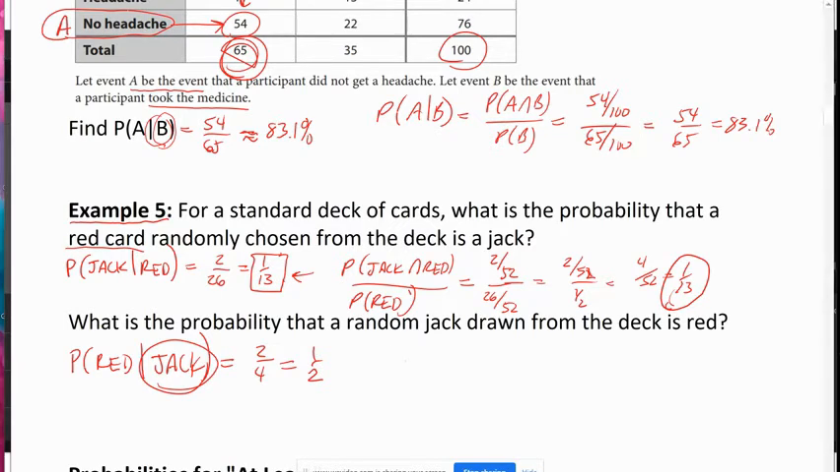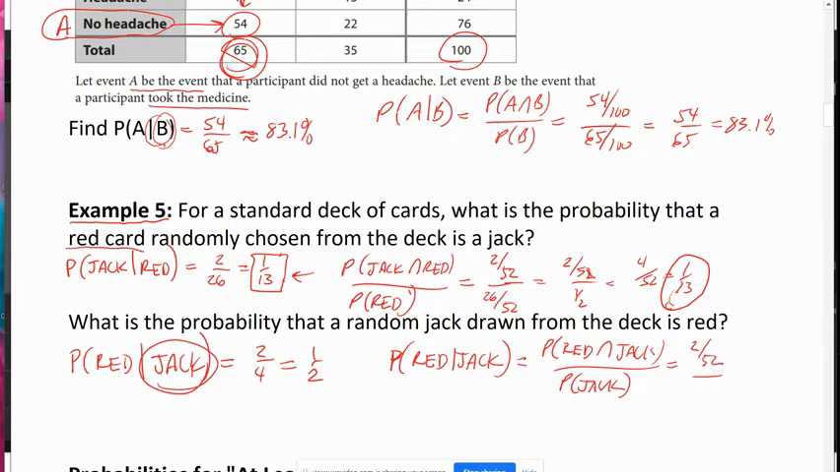Okay, and then using the formula, we would have the probability of red given jack is the probability of red and jack divided by the probability of jack. And so the probability of drawing a red jack, there are 2 red jacks in a deck of 52. And then the probability of just drawing a jack, there are 4 jacks out of 52. And so that is 2 out of 4 or 1/2. Same answer that we got without using the formula.